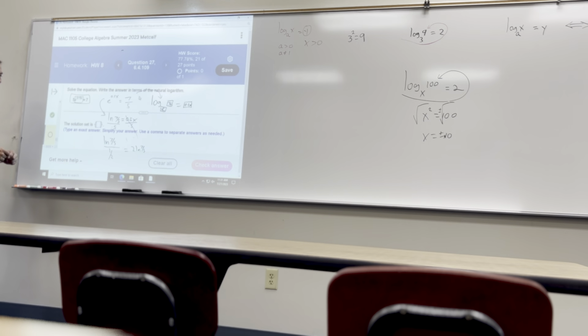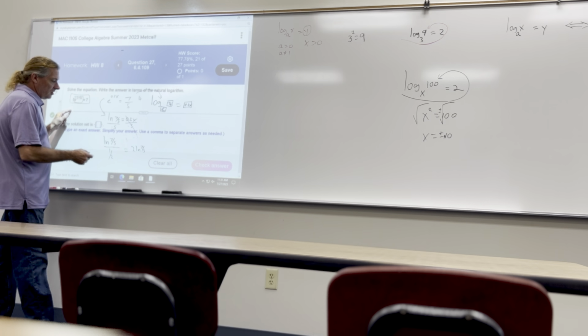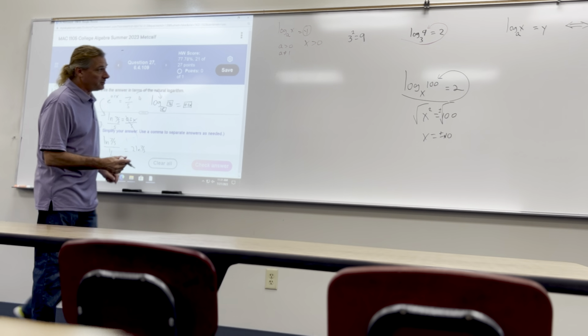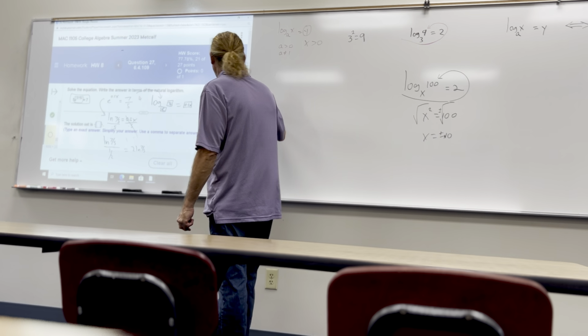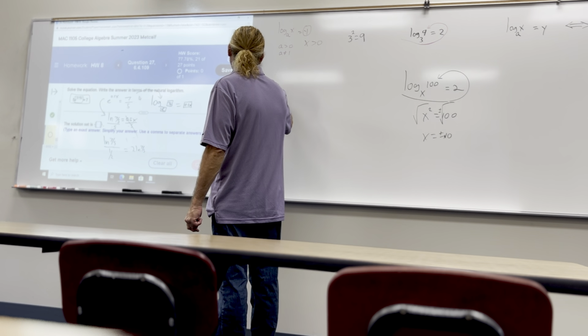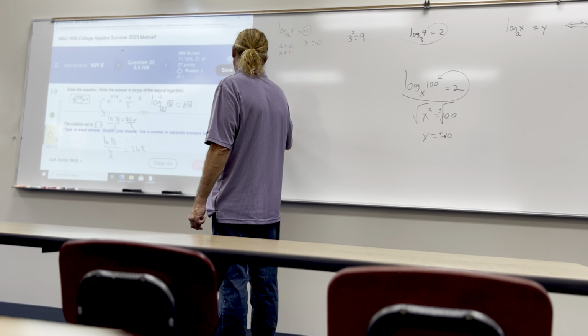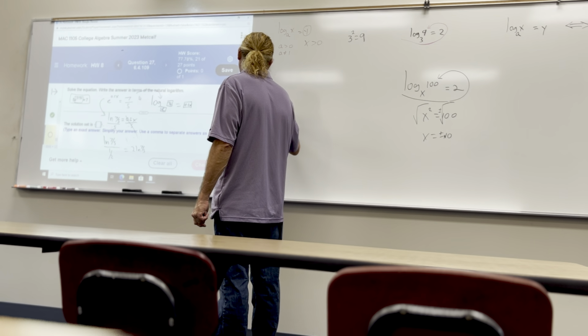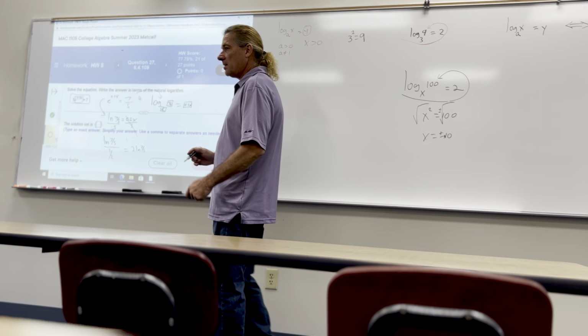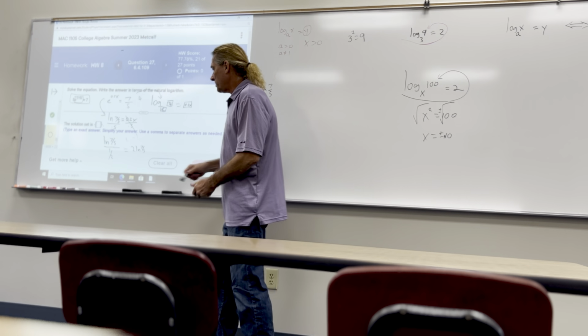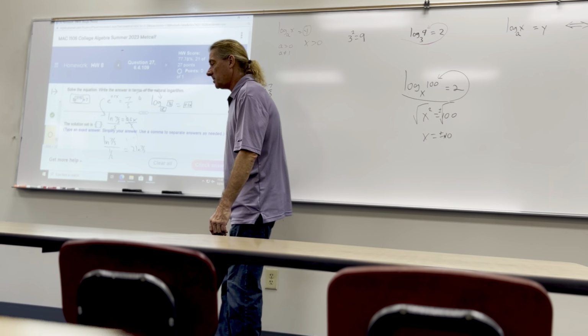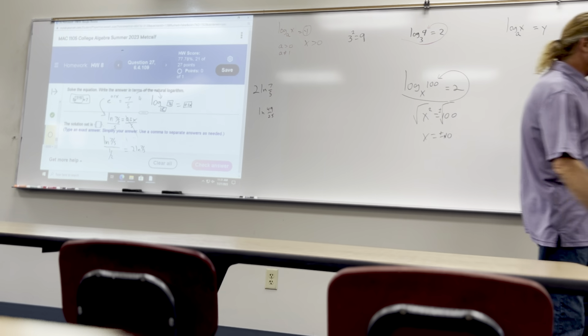I'm gonna leave it to you, but that's how they're gonna want it. Just for fun, a little heads up of what's coming, 2 ln of 7/5 is the same thing as the ln of 49/25. I'll show you that in a minute, how that works, but right now we're just gonna stick with the basics, okay? 2 times the ln of 7/5.